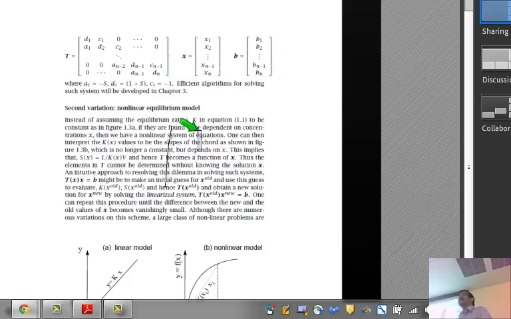What do you do next? You find a better guess. How do you find a better guess? You treat this x as the unknown, this as known based on the guess. Okay, so you just invert that matrix. So x is equal to T inverse times b, but the T was based on a guess. Okay, so you get a new value of x, you take that value of x and put it into T and continue the process. And when you get back as a solution the same vector that you put in, then you have reached the converged value.